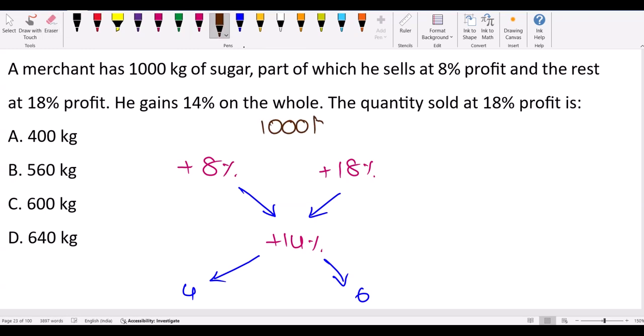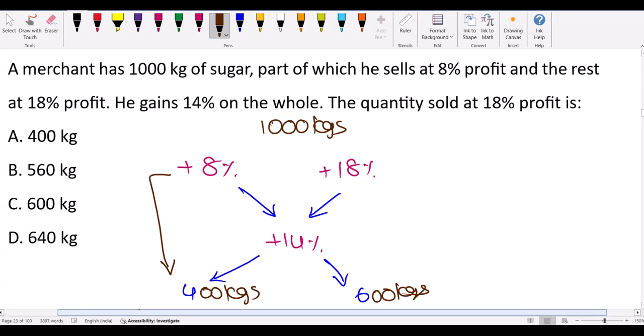For 1000 kgs, 4 and 6 means 400 kgs here, 600 kgs here. You are selling 400 kgs at 8% profit and 600 kgs at 18% profit. The question is regarding 18% profit, which means 600 kgs.